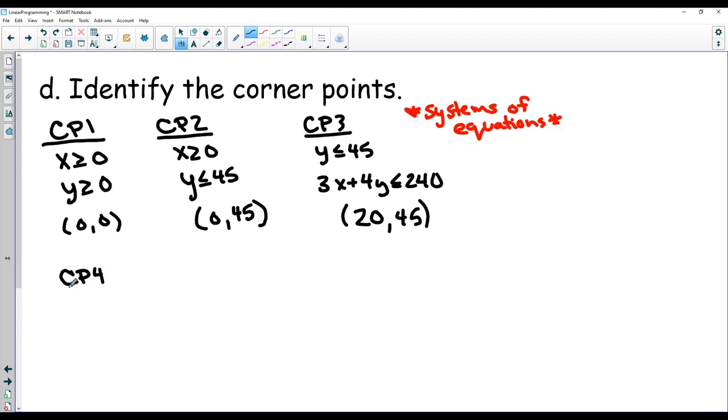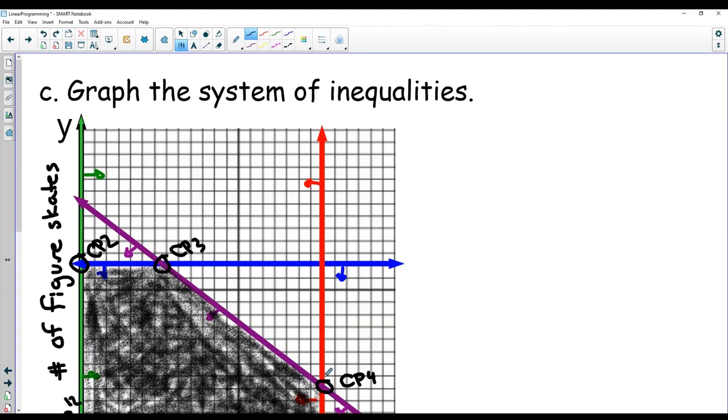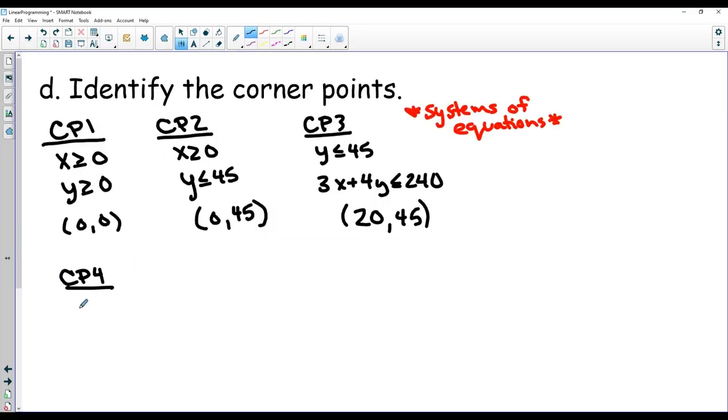Next, we have corner point 4, where if we look back at corner point 4, that is the red and the purple. So the red is x is less than or equal to 60, and then again, the purple is 3x plus 4y is less than or equal to 240. So you have to use the idea of systems for this one again and plug in 60 for x to figure out your y. If we do that, we find out that we have 60, 15 as our corner point 4.